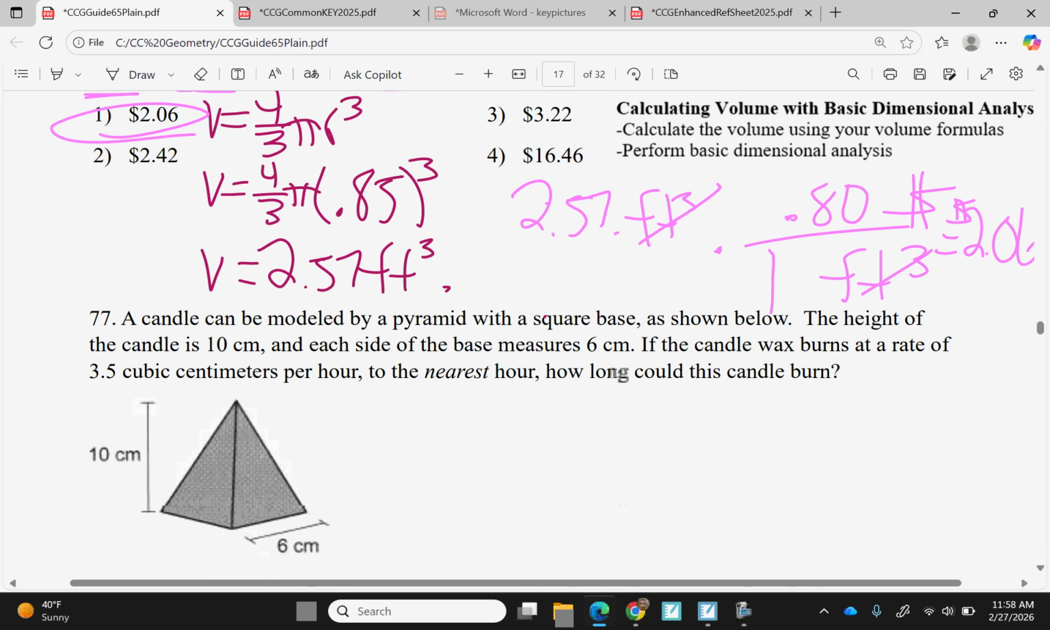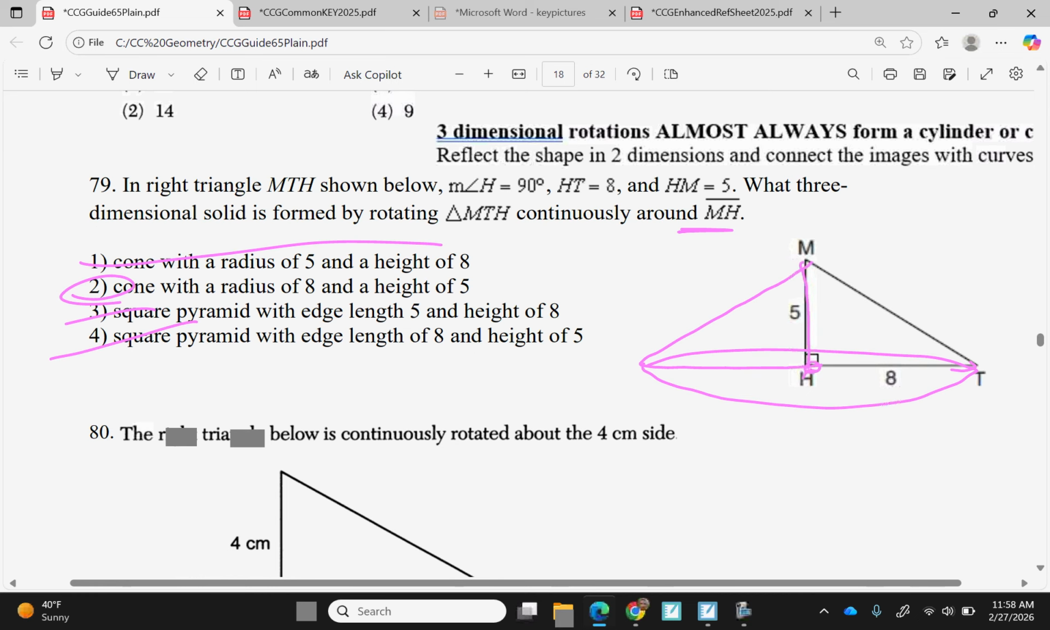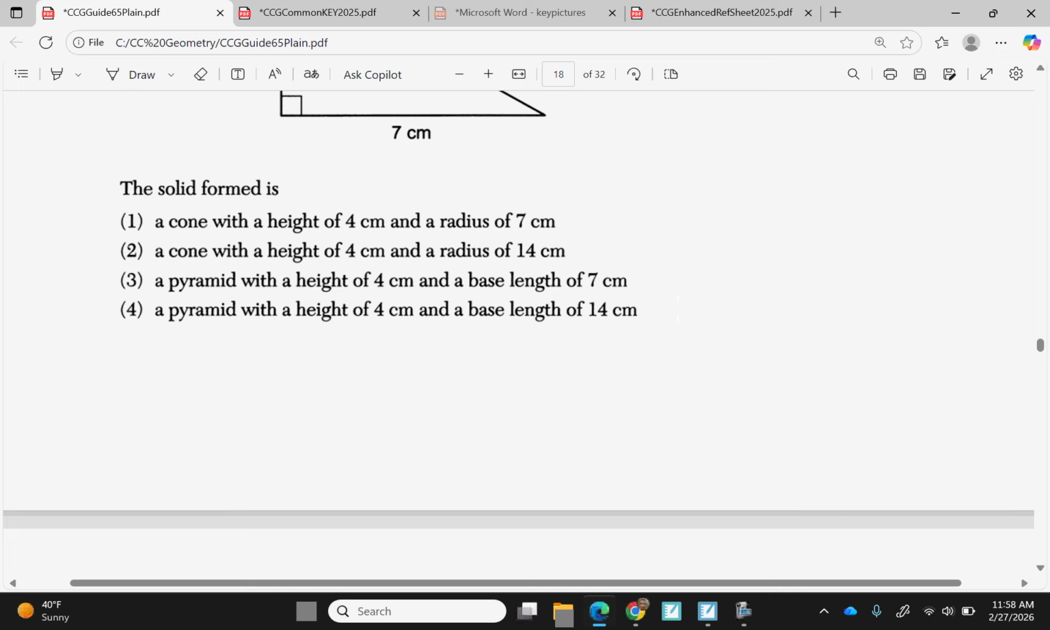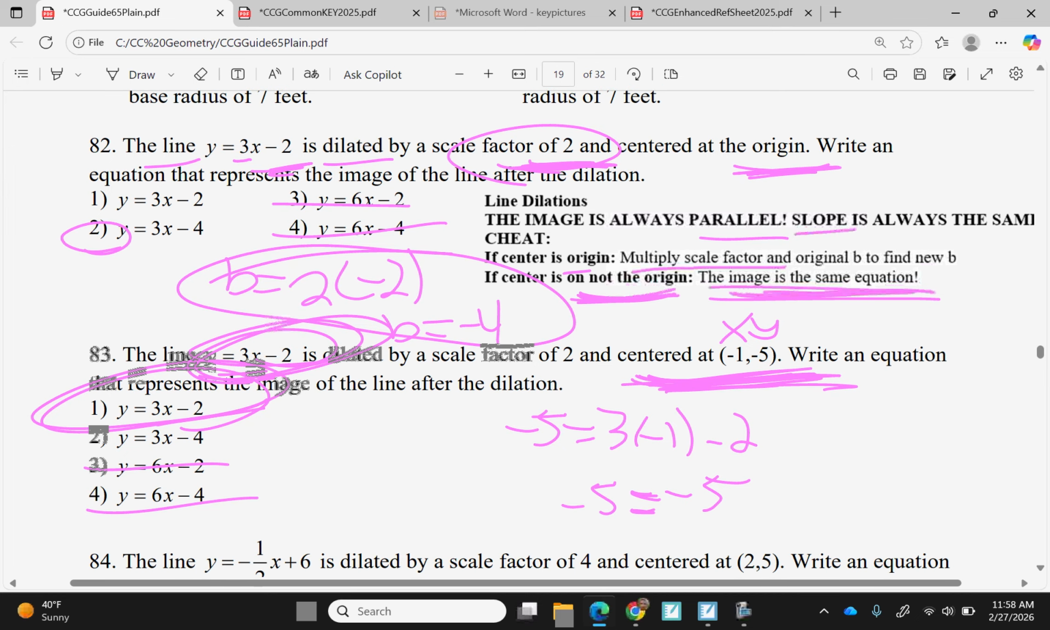Basic dimensional analysis. You know how to do that or you don't. 3D rotations: you reflect in 2 dimensions and connect with curves. Line dilations: parallel, keep the slope. The slope's always the same. If it's not the origin, it's the same line. For the origin, multiply the scale factor in the original B for the new B.